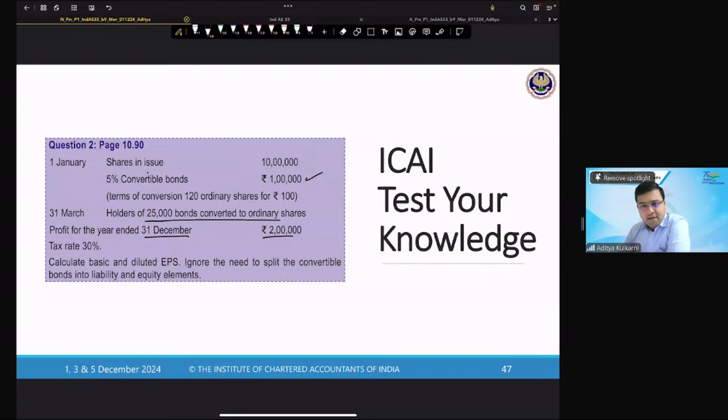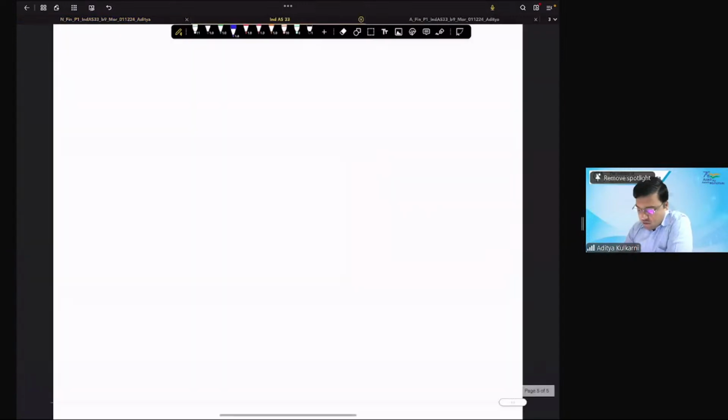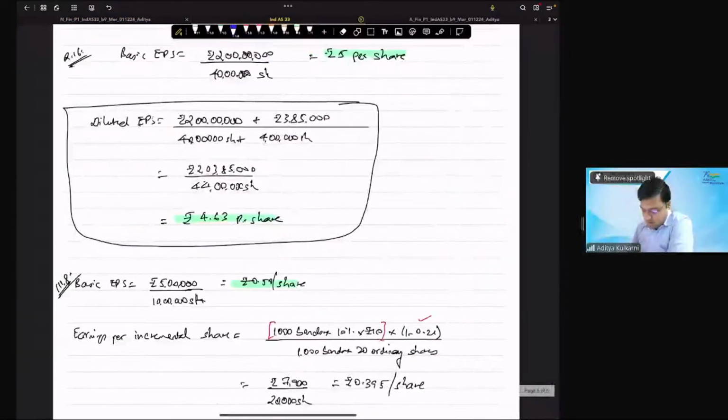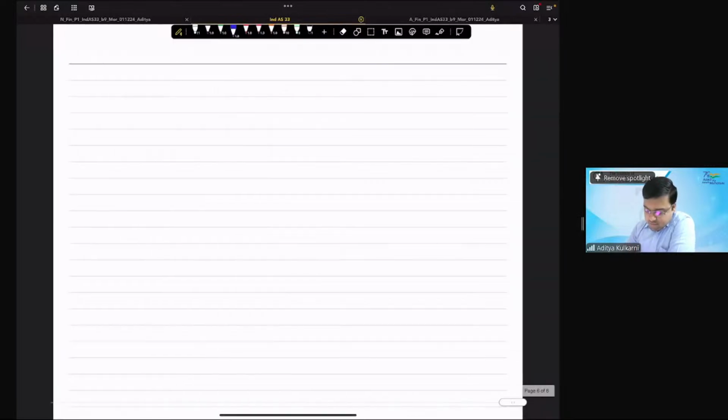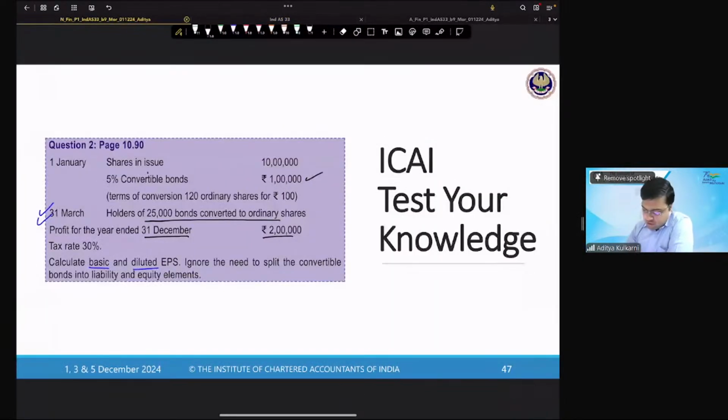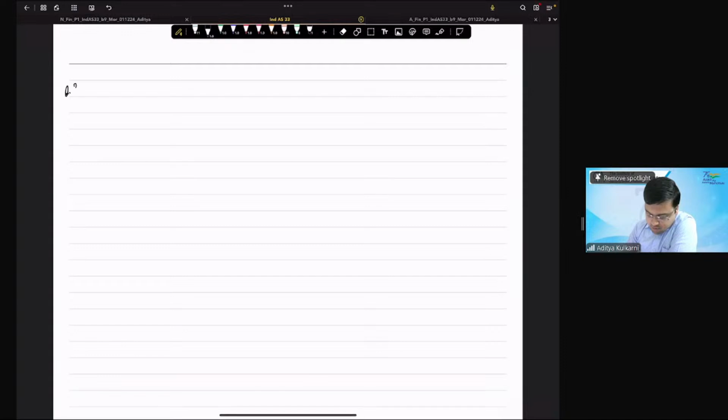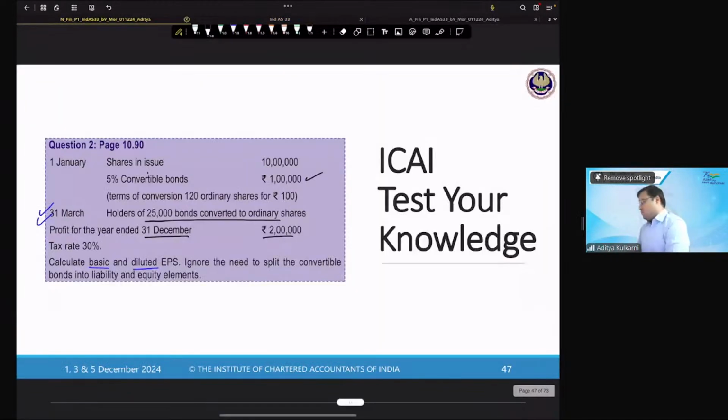Homework. You are okay to do this for homework, because what is happening here is there is an actual conversion that is happening partly in the middle of the year, and then we have to compute both the basic as well as the diluted. तो कर लोगे, और फिर I'll take it up with you so that you will be comfortable. Because सब कुछ होमवर्क पे छोड़ देंगे, so it's not advisable. Okay, all right.